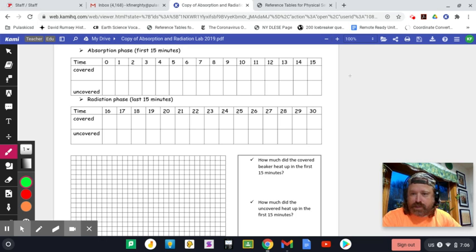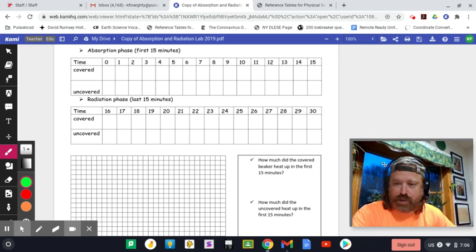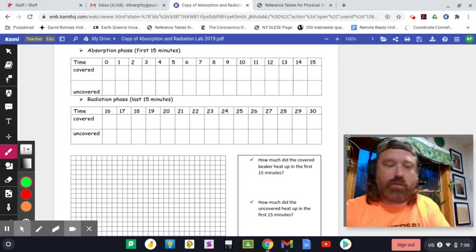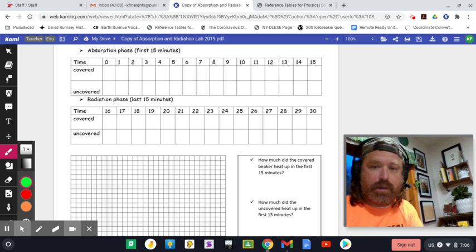All right, welcome to Earth Science, everybody. Time for part 3 of the Absorption and Radiation Lab. So if you have not done parts 1 and 2, please make sure you go back and do that first.